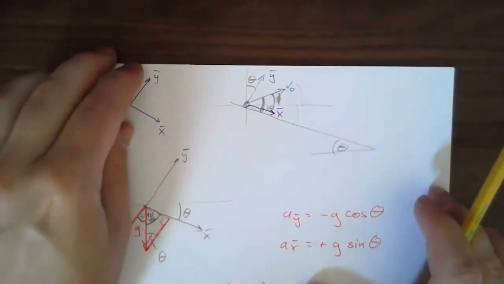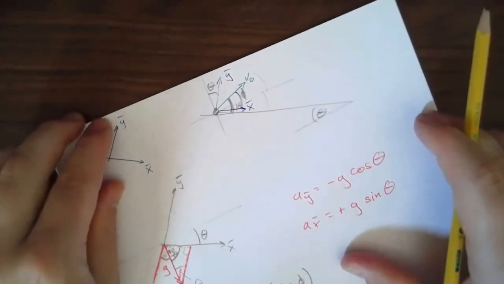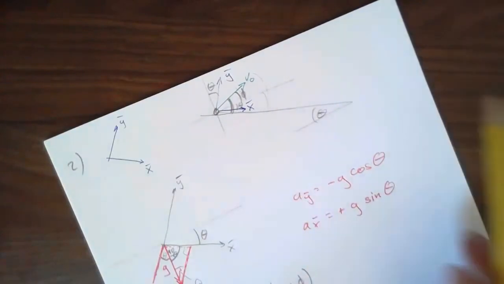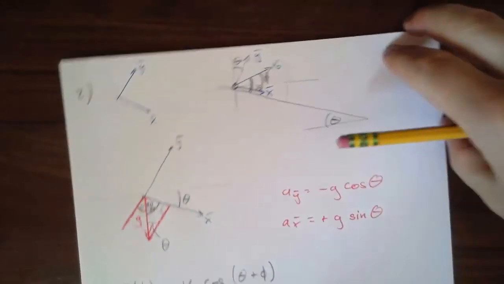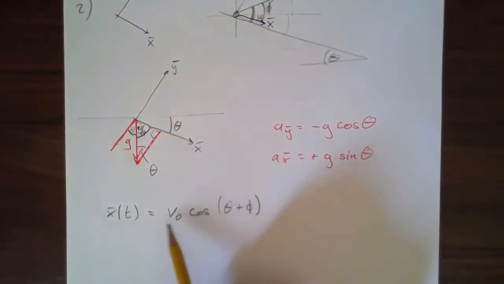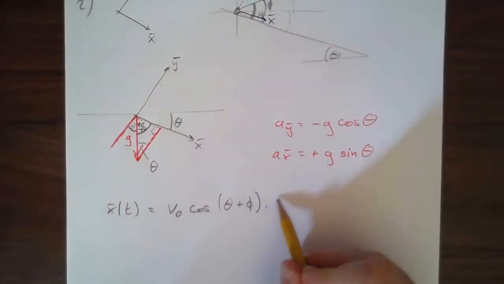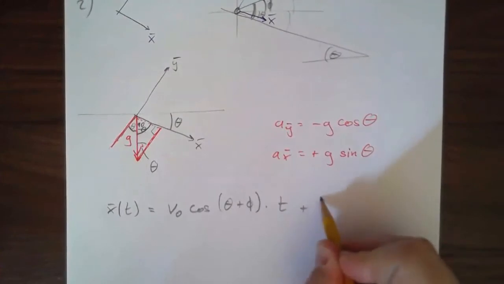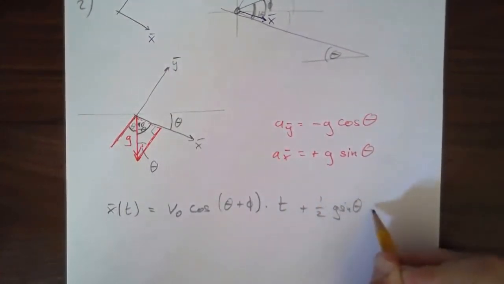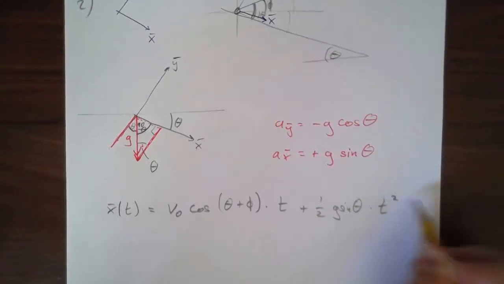Sometimes it can help if you tilt your page so it looks straight and you can visualize it the normal way. Maybe a little trick just to make sure you're on the right track. So v naught cosine theta times t, and then plus 1/2 g sine theta times t squared.